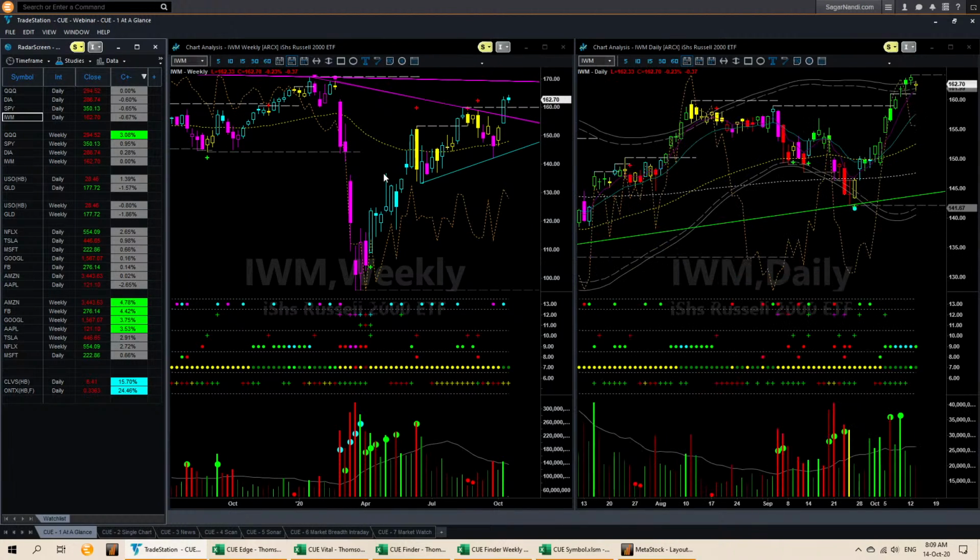Russell 2000 ETF, IWM, also bullish, also near the upper boundary level and overbought for many days. Market is bullish but overbought for short-term trading.